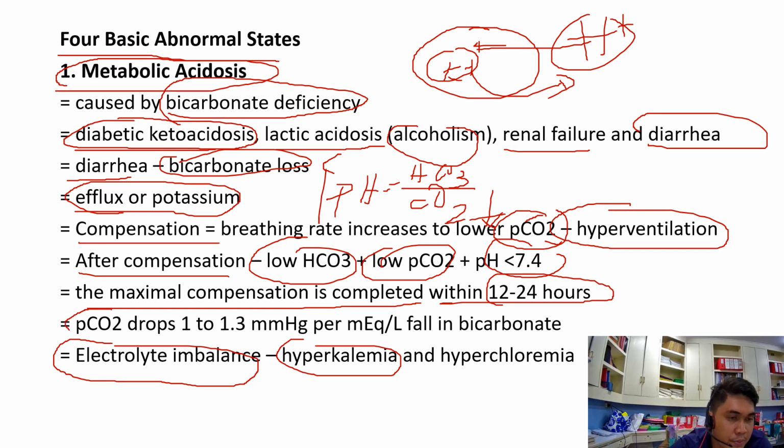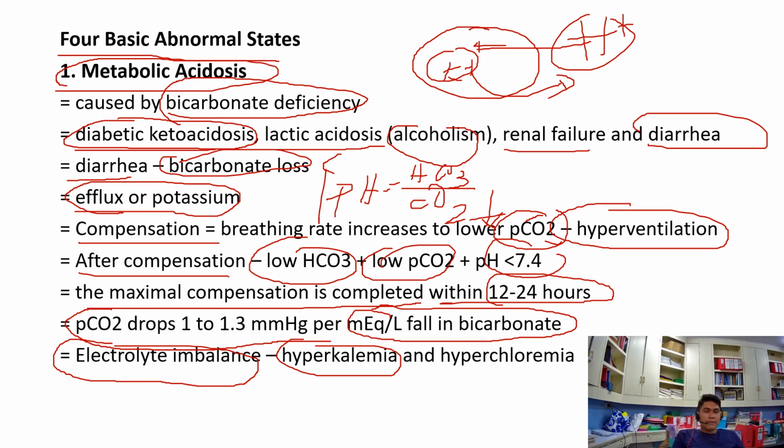PCO2 drops 1 to 1.3 mmHg per mEq per liter fall in bicarbonate. So if there is a decrease of 1 mEq per liter in bicarbonate, the PCO2 will also drop by 1 to 1.3 mmHg. So that is the ratio for the compensation.